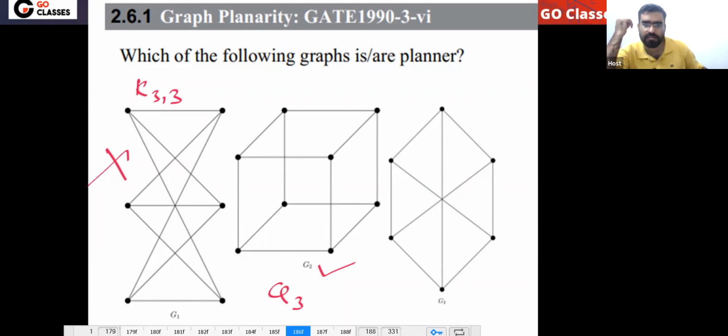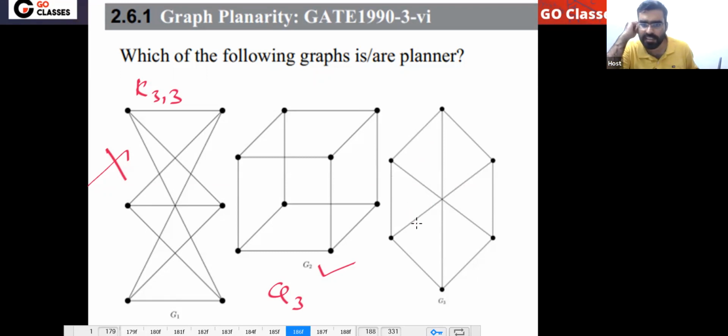Is this graph planar? Why is this not planar? This graph is planar or not? For example, can we make a planar representation from this? I don't think we can make a planar representation from this. So how do we say that this is not planar?